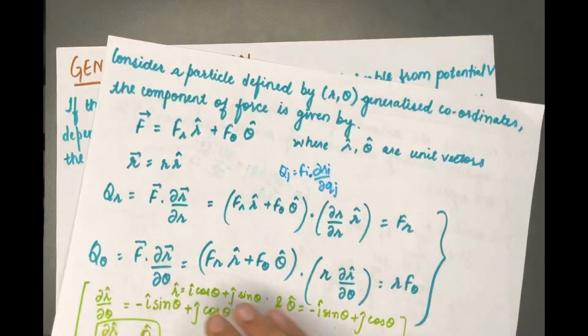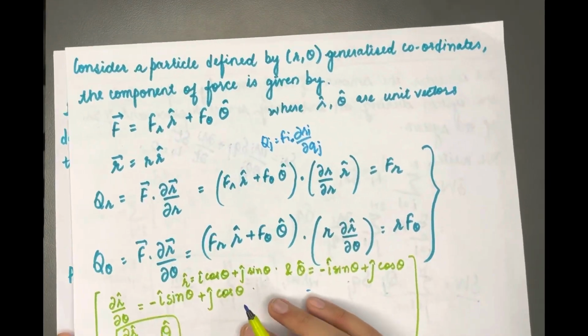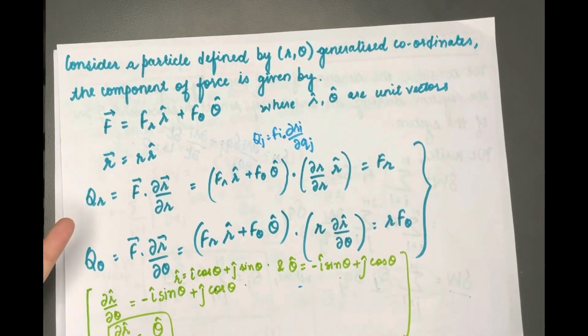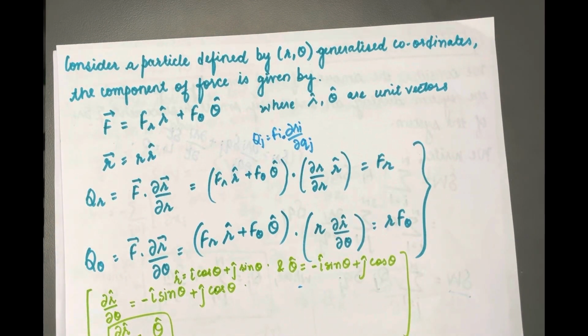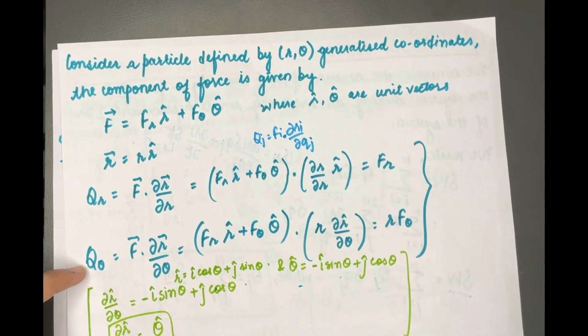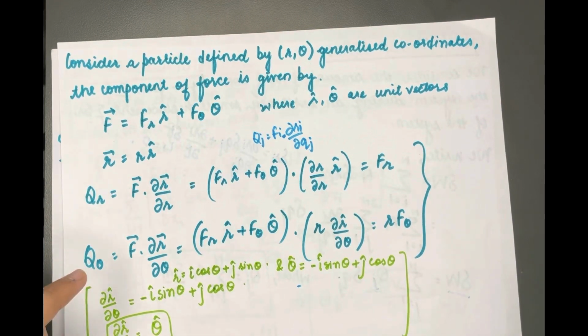Similarly here, Qr and Qθ. Qr has the dimension of force, Qθ has the dimension of torque, but the product, that is r into Qr and θ into Qθ, has to have the dimension of work.